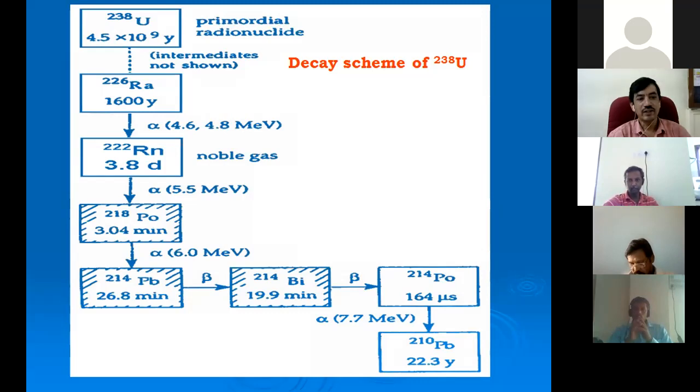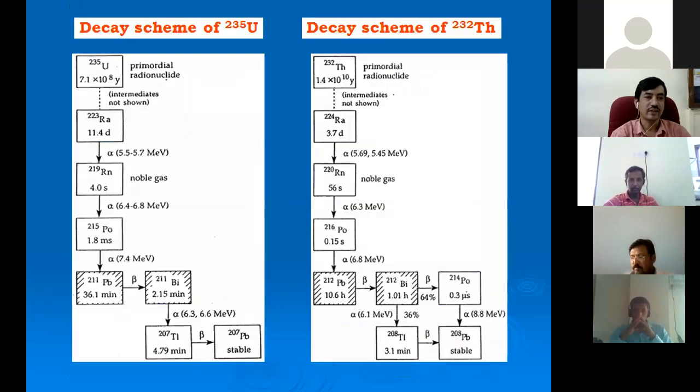These we classify into short-lived and long-lived decay products. Short-lived decay products are hazardous to health because of their high activity. These are the other two decay schemes of the primordial radionuclides, uranium-235 and thorium-232. You can see the similarity between all three primordial radioactive decay series.